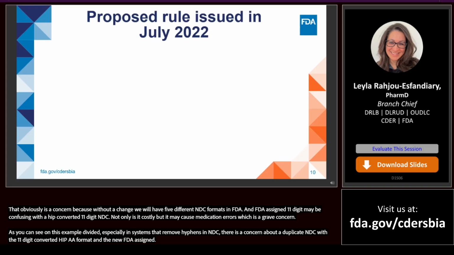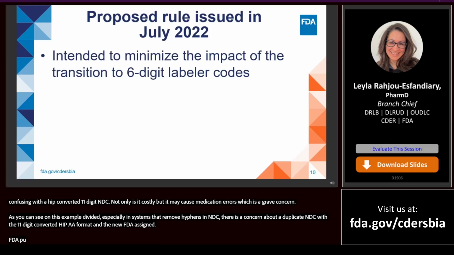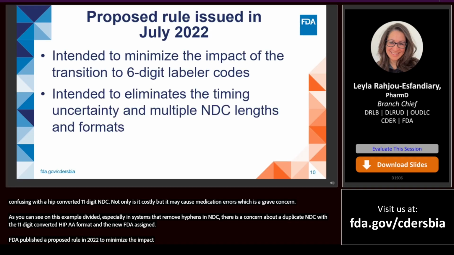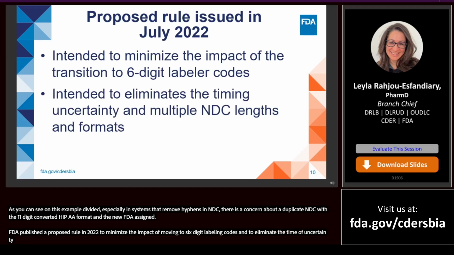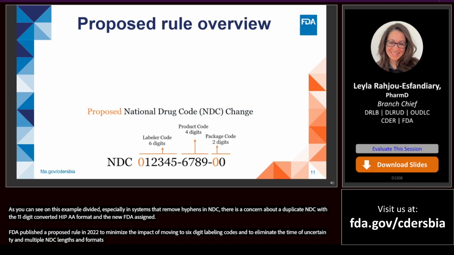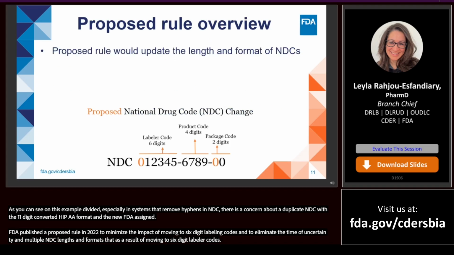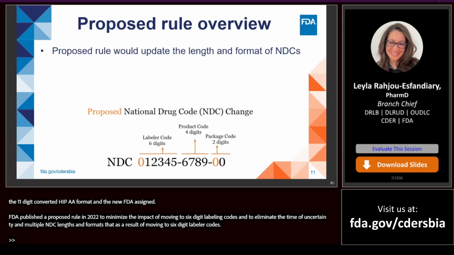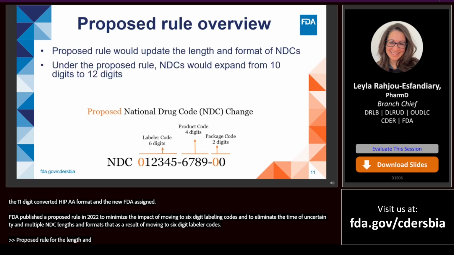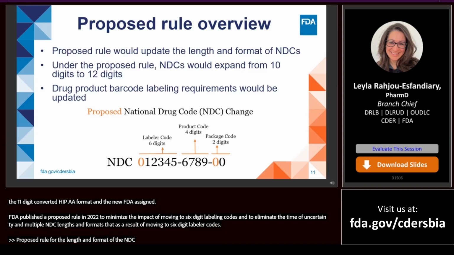So FDA published a proposed rule in July of 2022, which was intended to minimize the impact of moving to 6-digit labeler codes and also to eliminate the timing uncertainty and multiple NDC lengths and formats that were a result of moving to 6-digit labeler codes. So the proposed rule included provisions to update the length and format of the NDC to a 12-digit format, 6-4-2, and it actually also proposed some barcode labeling requirements.